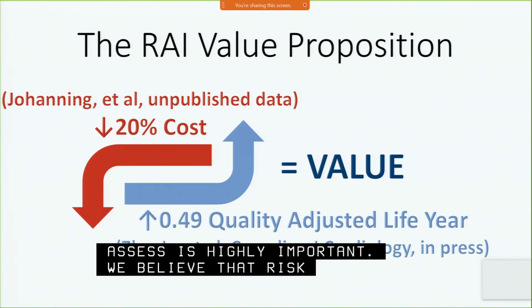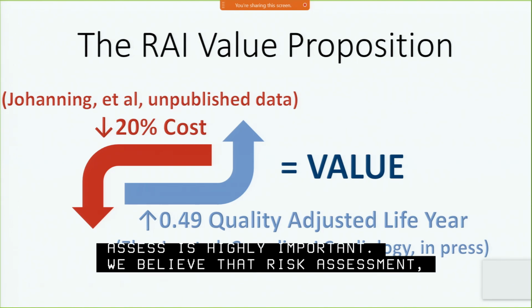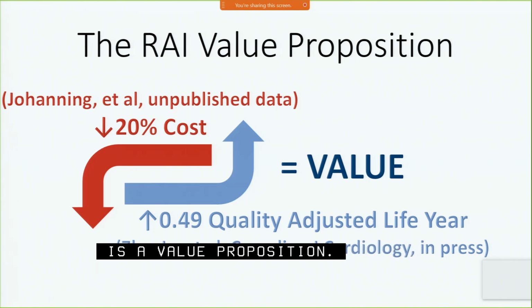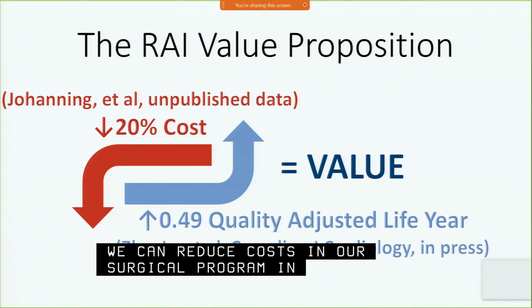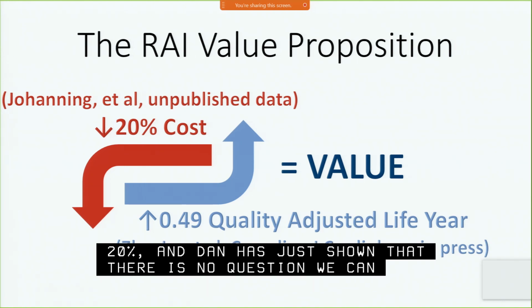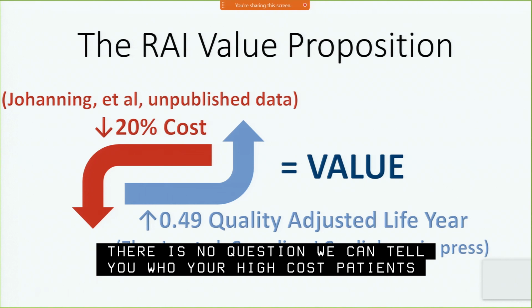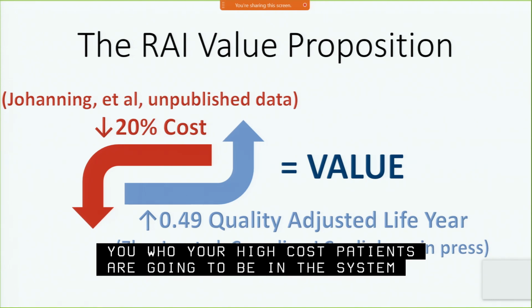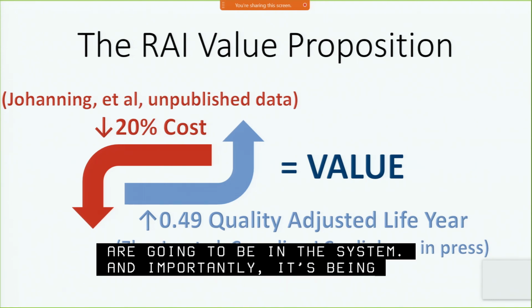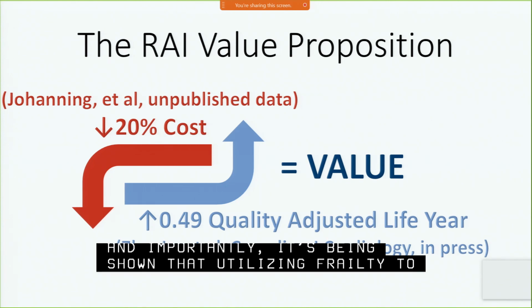I can tell you we reduced costs in our surgical program in Omaha by 20%. Dan has just shown that there is no question that we can tell you who your high-cost patients are going to be in the system. And importantly, it's being shown that utilizing frailty to improve your system can provide significant quality-adjusted life years.